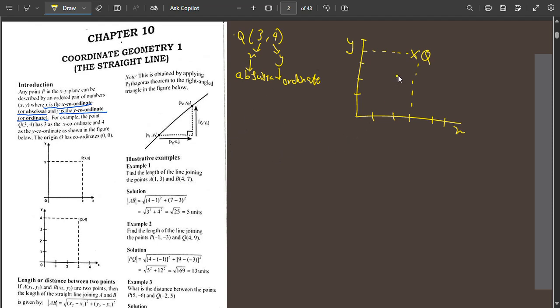Whenever we have points, this is a point, this is another point, and when we join 2 points, we form a line. So points make a line. If we have 2 points, we join them to form a line.